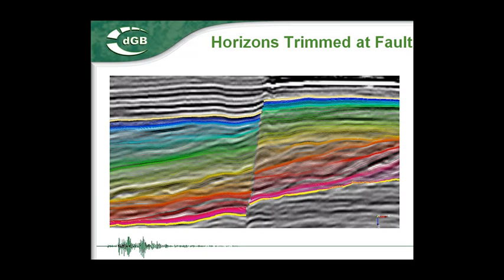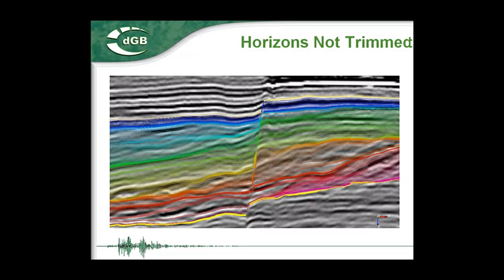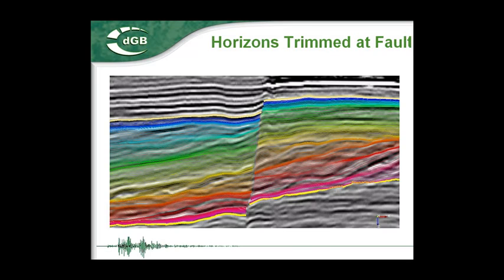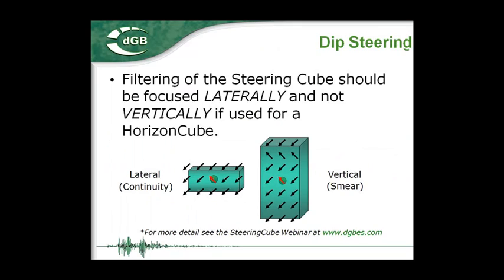Now here's an example of what a HorizonCube looks like when you assign the fault both inside the HorizonCube and when you have the horizon trimmed at the fault. Now this option is using a horizon that is not trimmed, but it's telling the HorizonCube it wants you to trim at the faults. So you see that in some places you do have the HorizonCube trim, but in some places it still connects over the faults. So when you compare these two, it's clear how important trimming the horizons at the faults actually is.